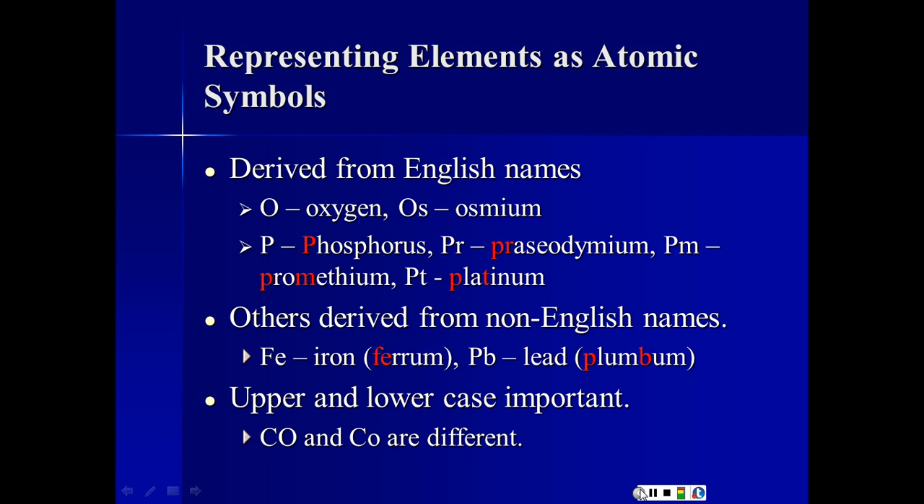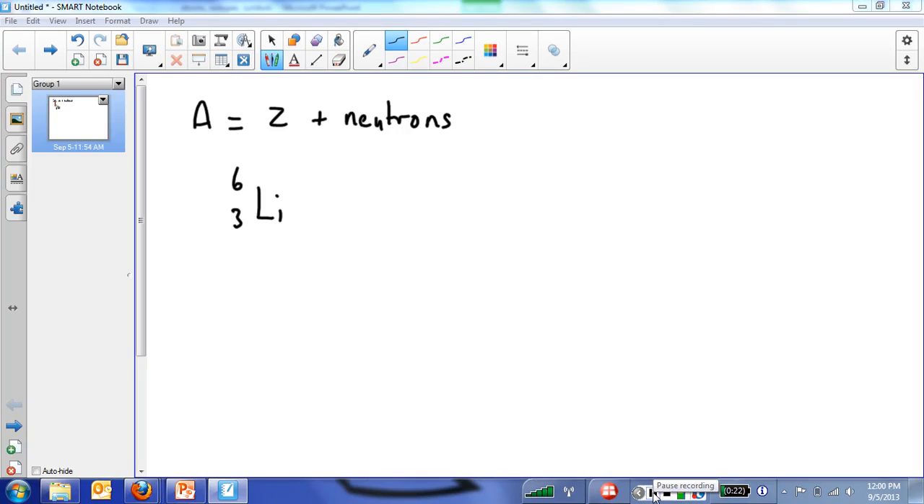Other elements follow the same rules except that their symbol is derived from the Latin name for the element. For example, Fe is iron but comes from ferrum, Pb is lead but comes from the Latin plumbum. And it's important to note that the upper and lower case is important. Capital C, capital O is completely different from capital C, lowercase o. The former is the compound carbon monoxide, the latter is the element cobalt. Now we can put all that together and look at some examples.